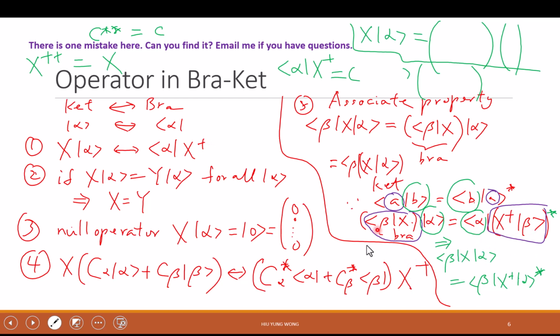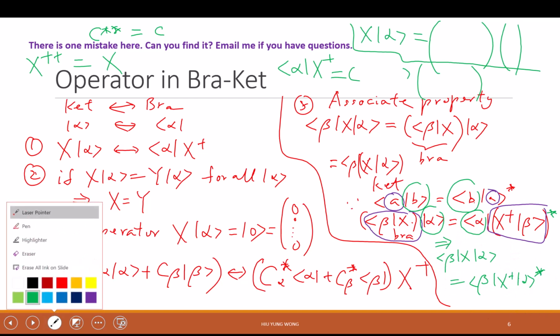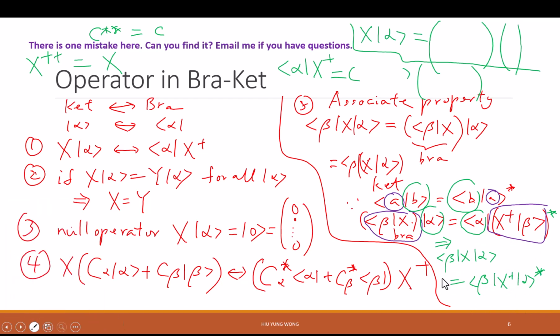Now, based on this, it means beta x alpha equals, and here is a typo I have. Can you tell me what mistake I make here? Based on these two equations, it comes here directly. So what is the mistake? Yeah, please.